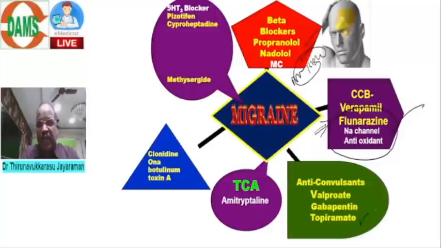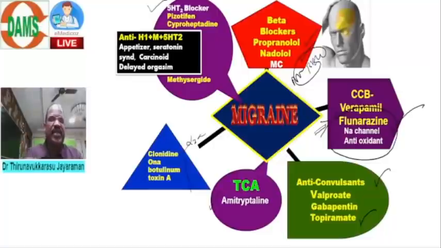And there is topiramate, valproate, gabapentin, all are anti-epileptics, useful for migraine prophylaxis. The other drugs useful for prophylaxis are amitriptyline, one of the TCAs, clonidine, an alpha agonist, botulinum toxin, and then 5-HT2 blockers like pizotifen, cyproheptadine, methysergide.